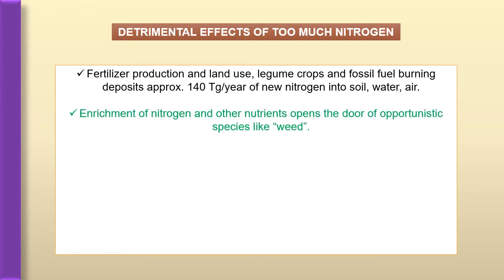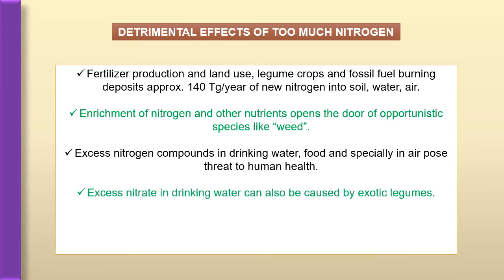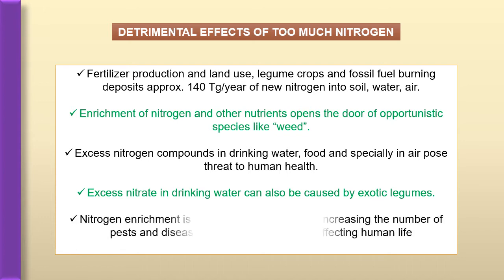Enrichment of nitrogen and other nutrients welcomes some species like wheat. When the nitrogen level increases in water and food, it brings a threat to human life. Again, exotic legumes can increase the amount of nitrate in drinking water. So nitrogen enrichment is reducing biodiversity and increasing the number of pests, and thus it is affecting human life severely.